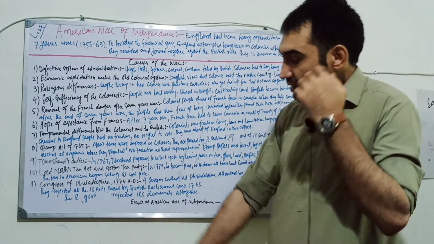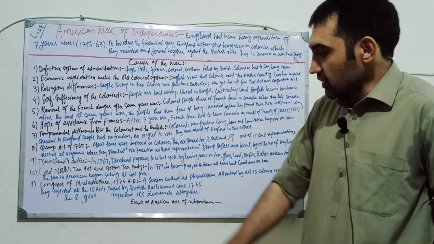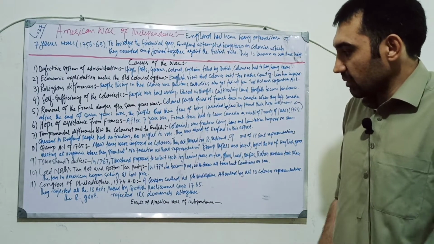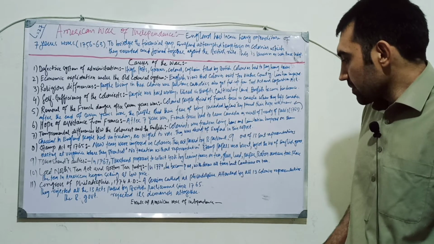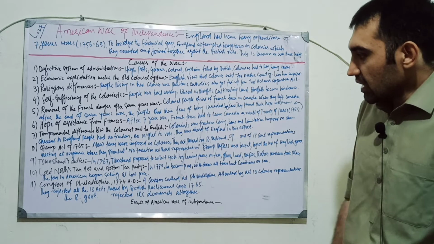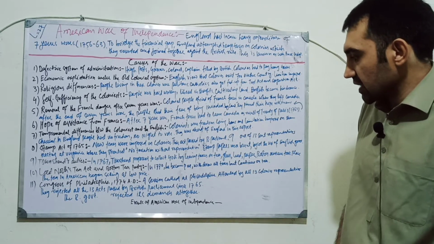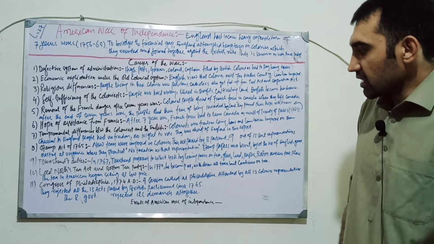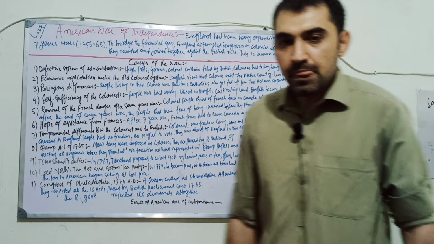Then the 11th important reason was the Congress of Philadelphia, 1774. A session was called at Philadelphia, attended by all 13 colonies' representatives. They rejected all the 13 acts passed by the British Parliament since 1765. The British government rejected its demand altogether.